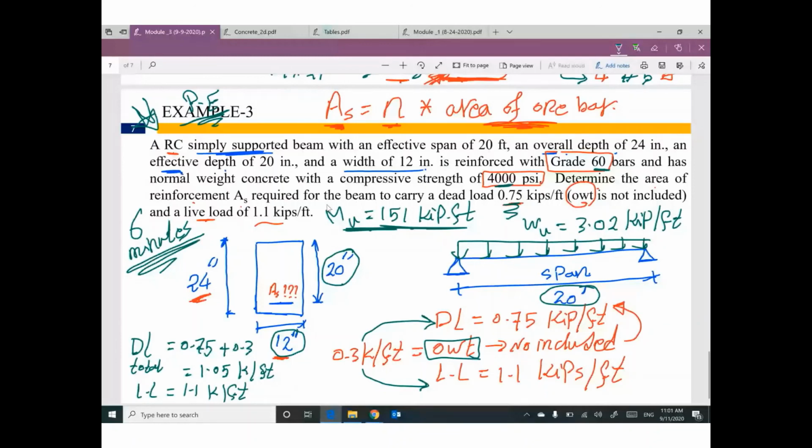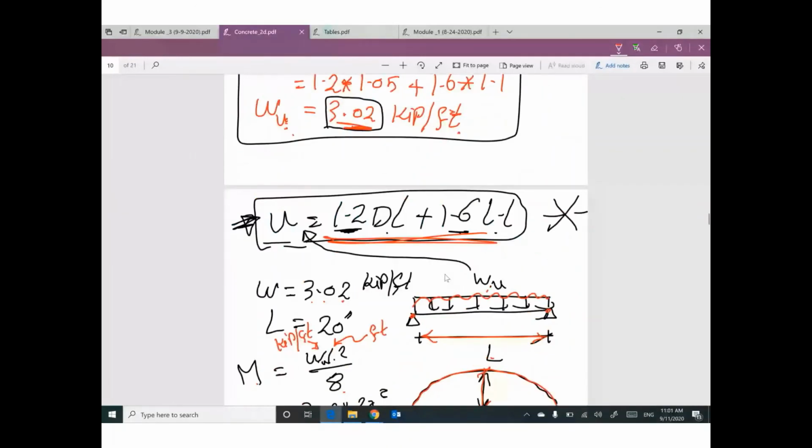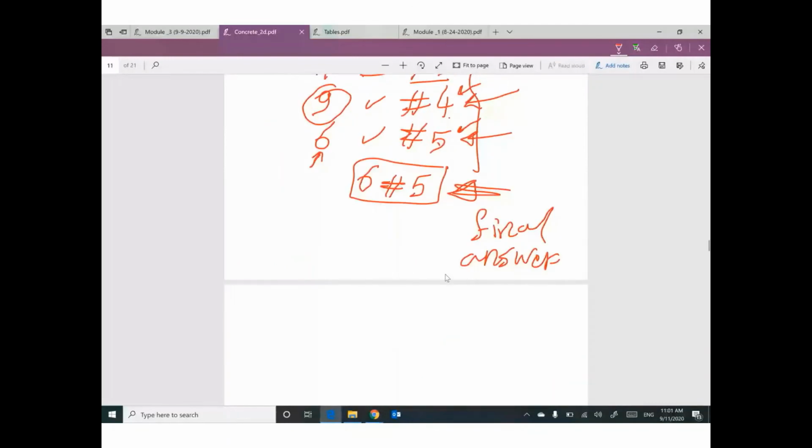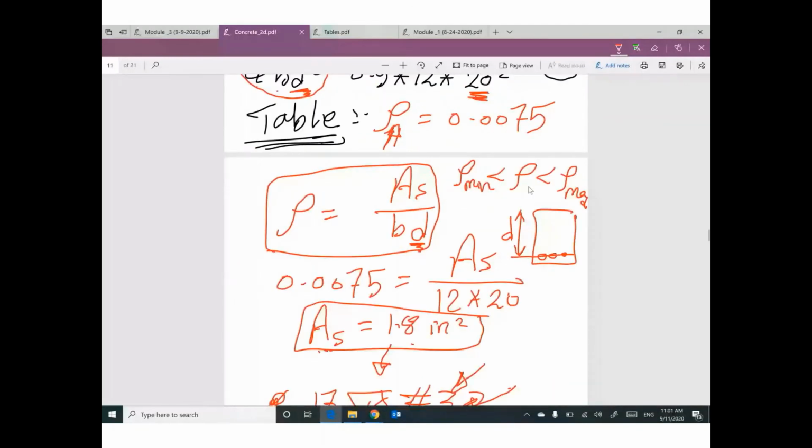We will understand why we need the area of steel to be between rho maximum and rho minimum. What will happen if rho is greater than rho maximum? What will happen if rho is smaller than rho minimum? We will see next week. Also, next week, how can I figure out the dimensions of the cross section? In these problems, dimensions are given. Can I figure out these dimensions? Yes, you can.